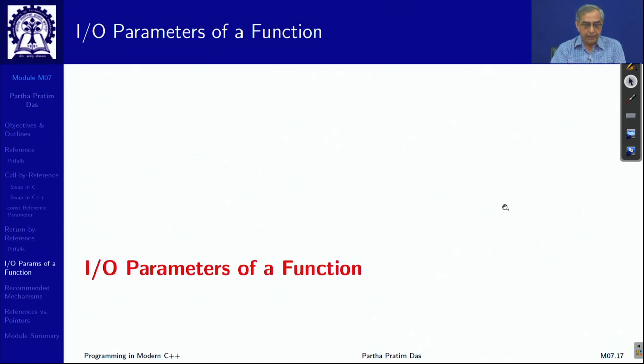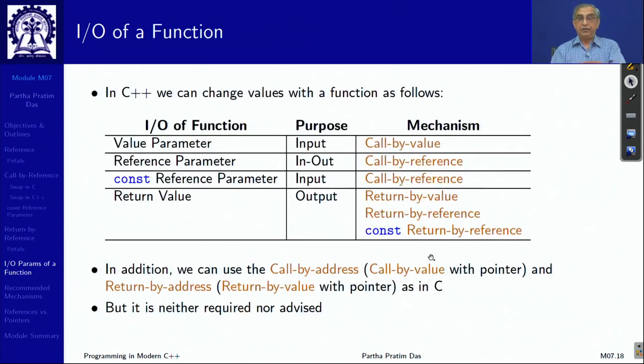So, if I summarize the input output parameters of a function, then these are the different possibilities. If it is a value parameter, then the purpose is input, and you can use call by value. If it is a reference parameter, then it serves as input as well as output. It is called by reference. If it is a constant reference parameter, then it is input only, call by reference in constant. And for a return value, you can have return by value, return by reference, or constant return by reference. And remember that C has the mechanism that we saw, call by address, which is call by value with pointer, and similar corresponding returns are also available in C++, but there is no reason to use them. You will not find any situation where you need to use them. So, always try to avoid them.